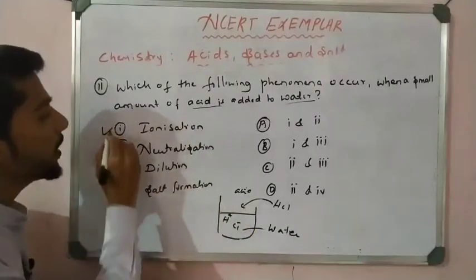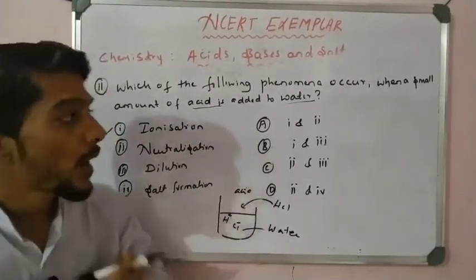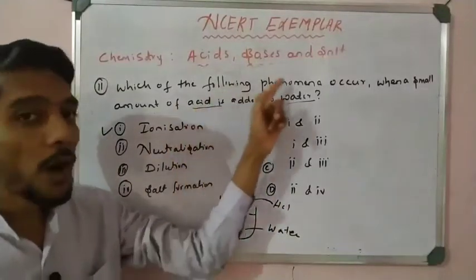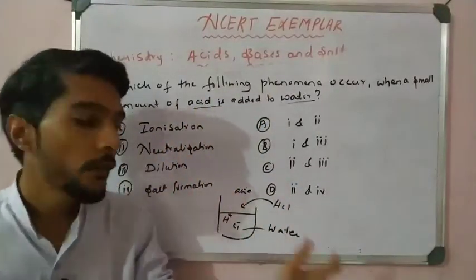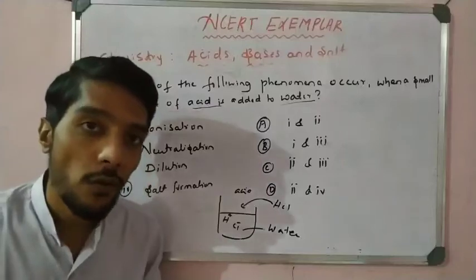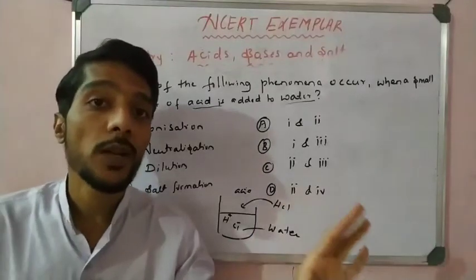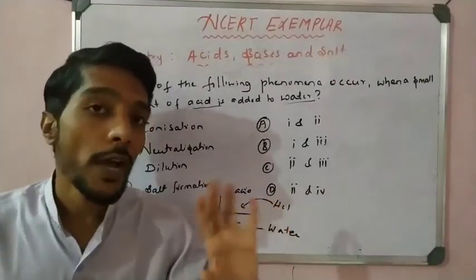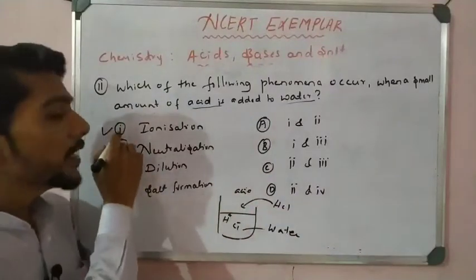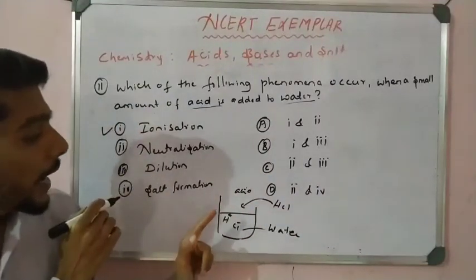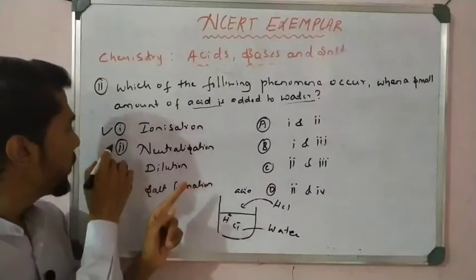So the first statement is correct. Ionization takes place. When the acid is added to the water, ions are formed. If HCl, then H plus and Cl minus ions form. H2SO4 means H plus and SO4 2 minus ions are formed. So ionization takes place. That is correct. Now the neutralization reaction is not possible.